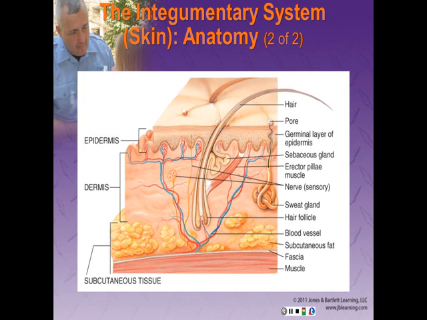Sweat glands produce sweat for cooling the body. Sebaceous glands secrete sebum, which provides waterproofing and softening. Hair follicles are small organs that produce hair, and blood vessels provide nutrients and oxygen to the skin.